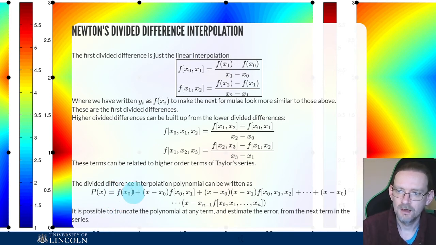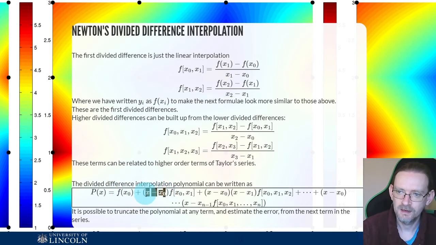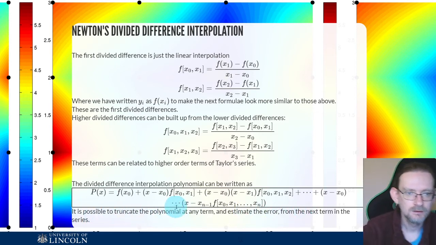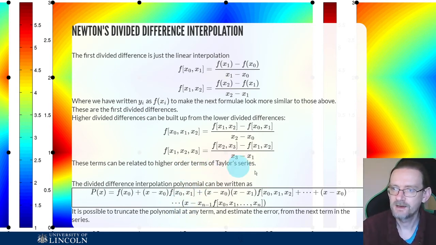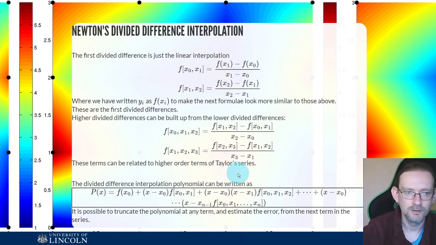So it's the value of the function at the first point plus the distance you've travelled, so x minus x0 times the first order term. So that's the same as we had before for linear interpolation. But then you can add in a second order term, third order term, and you can estimate the error based on the next omitted term in the series, as long as your points are fairly close together. So basically this is a Taylor expansion, a numerical Taylor expansion around some points that you've got.